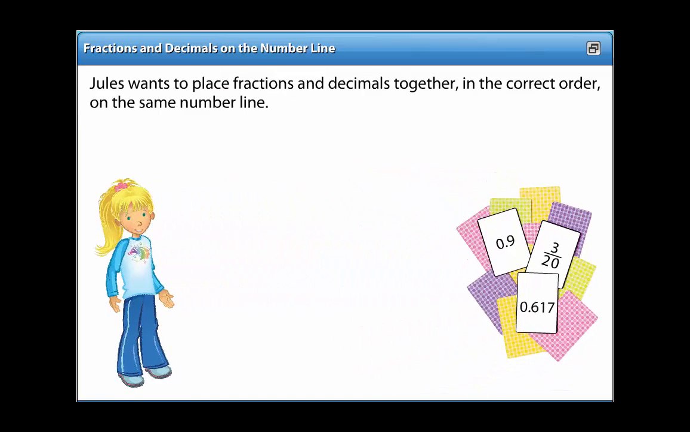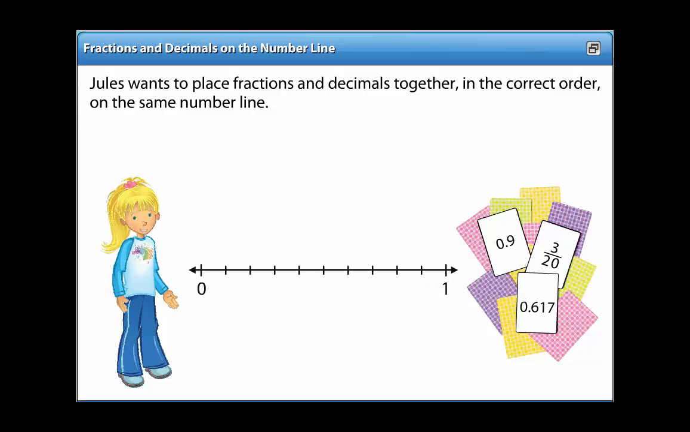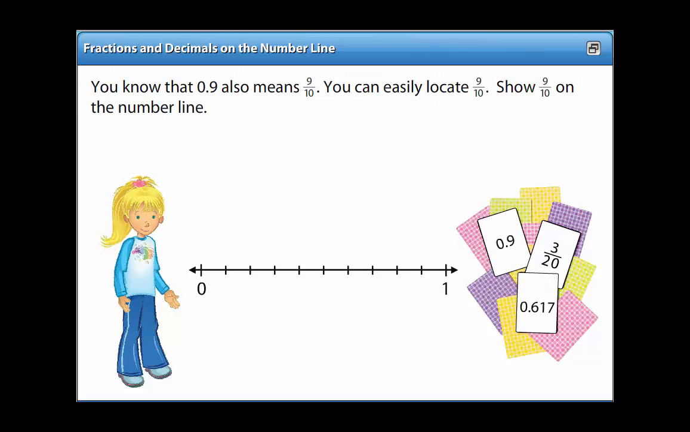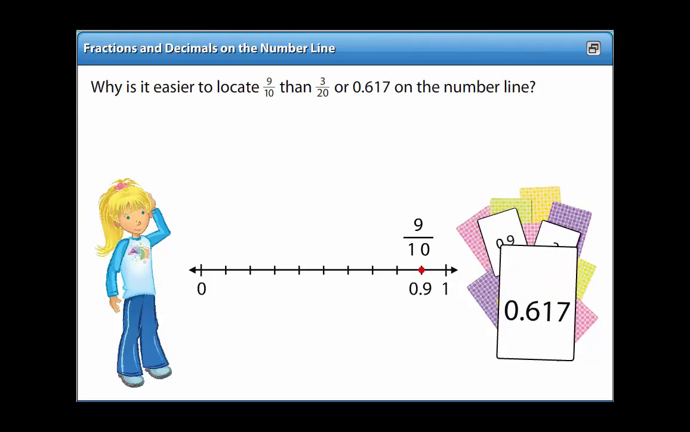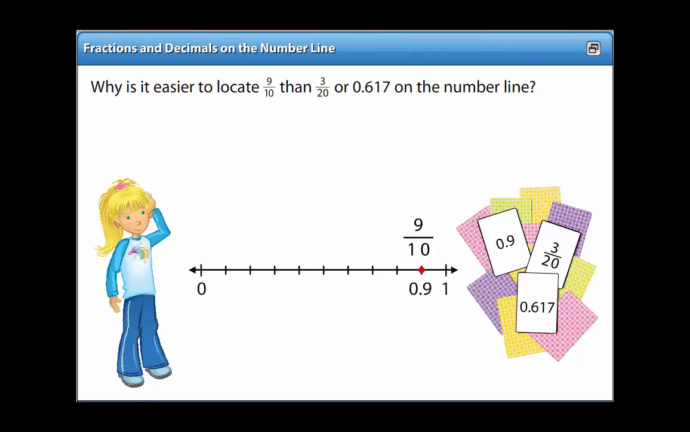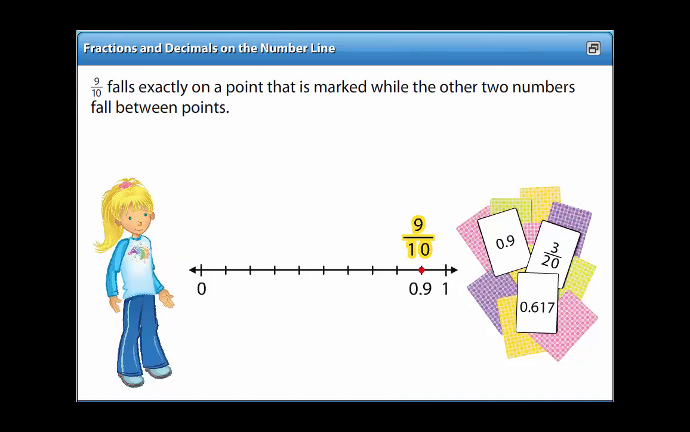Jules wants to place fractions and decimals together in the correct order on the same number line. You know that 9 tenths also means 9/10. You can easily locate 9/10. Show 9/10 on the number line. Why is it easier to locate 9/10 than 3/20 or 617 thousandths on the number line? 9/10 falls exactly on a point that is marked while the other 2 numbers fall between points.